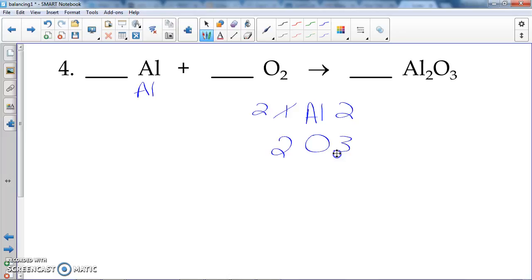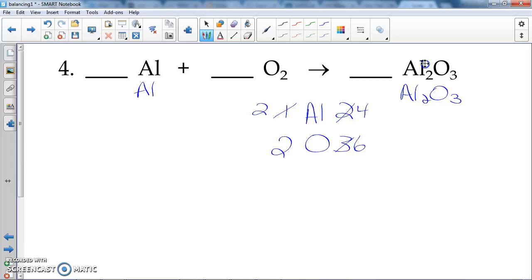So to get 6 oxygens on the right-hand side, I add another piece. Remember, I have to add it as Al2O3. So now you notice that I have 6 oxygens, 3 plus 3. So this goes to 6. But that also made me go to 4 aluminums. So this becomes a 4.